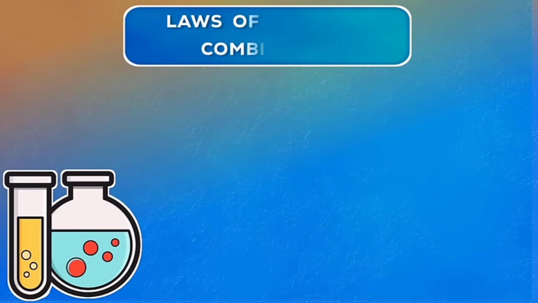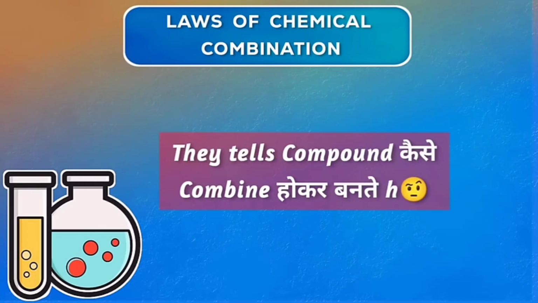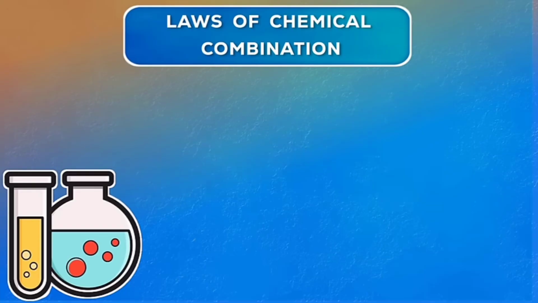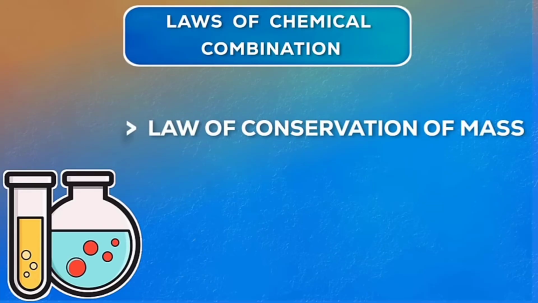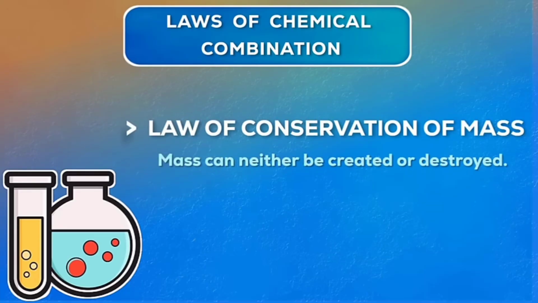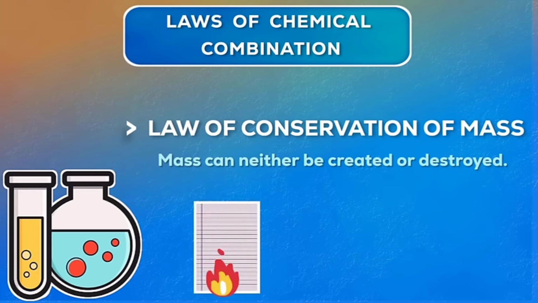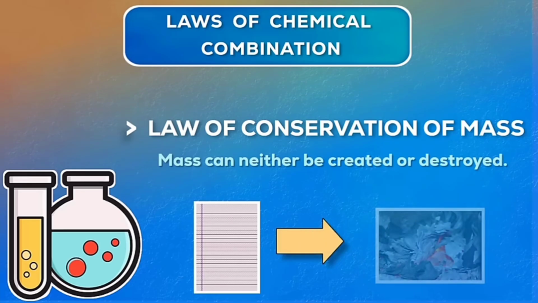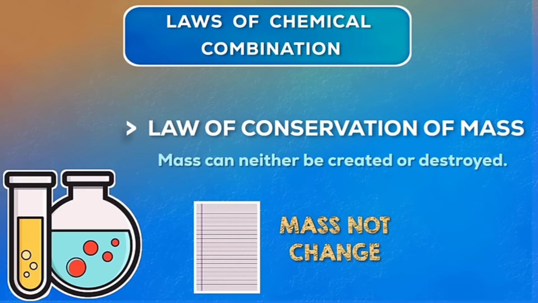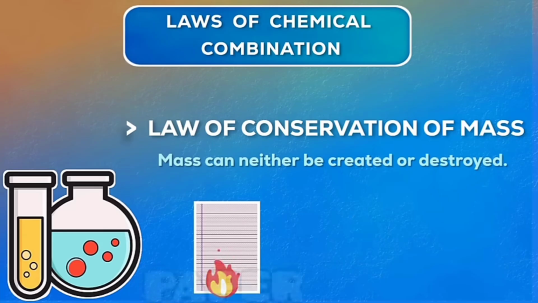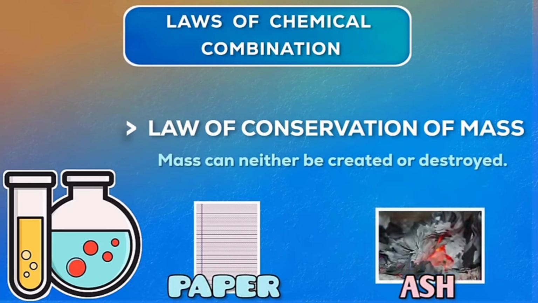Before studying atoms in detail, let's learn about some laws, which are the laws of chemical combination of atoms. The first is the law of conservation of mass. This law states that mass can neither be created nor destroyed in a chemical reaction. For example, when we burn paper, it burns and turns into ash. In this process, the total mass is conserved. This means that if we measure the mass of the paper before and after burning, it will be equal.